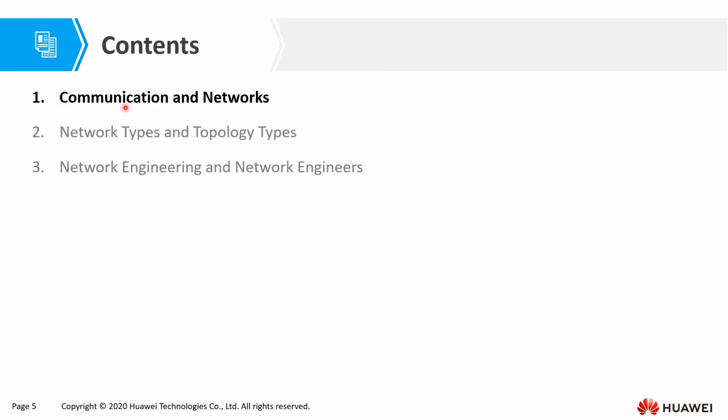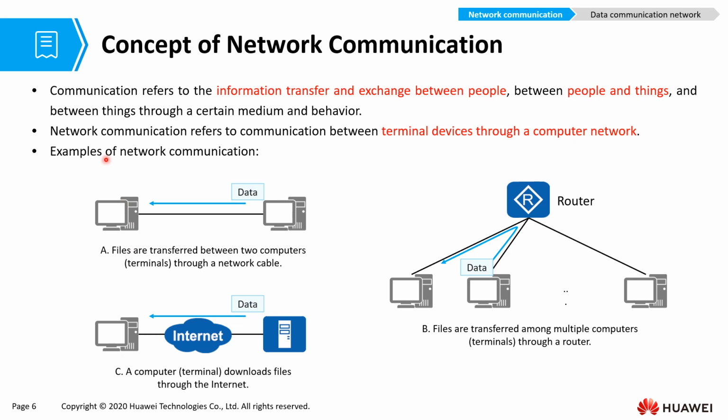First section, communication and networks. Concept of network communication. Communication refers to information transfer and exchange between people and things, and between things through a certain medium and behavior. Network communication refers to communication between terminal devices through a computer network. I will talk about examples of network communication.